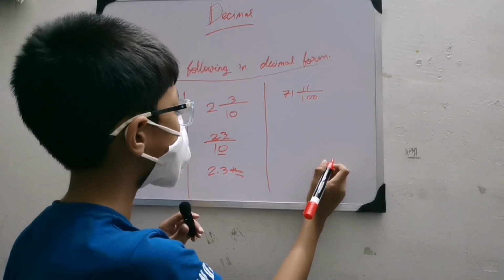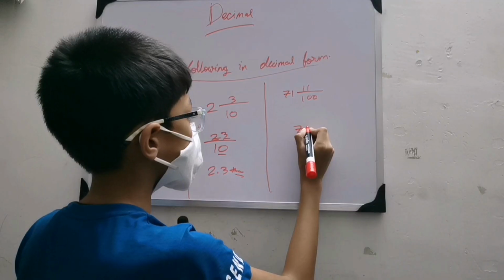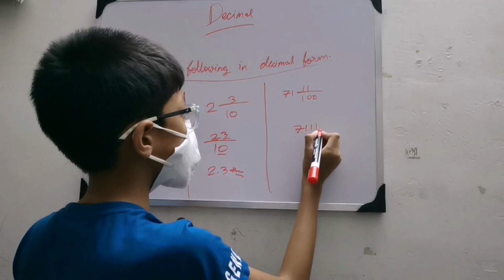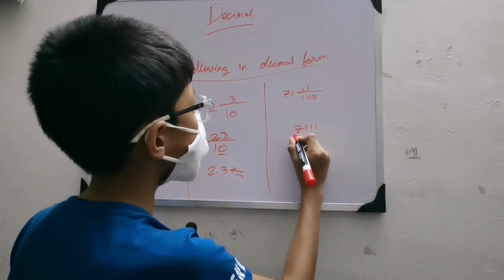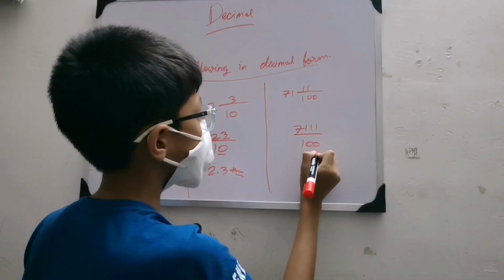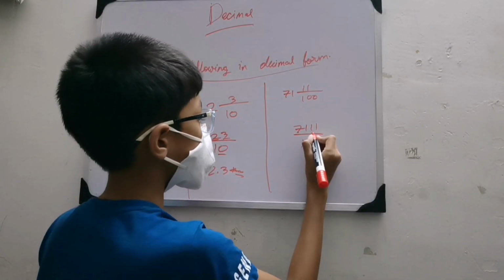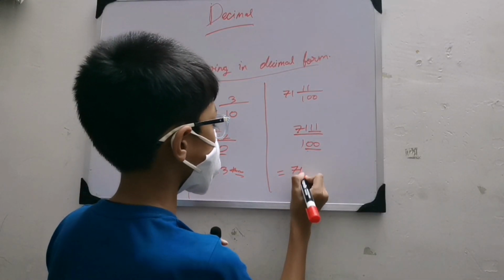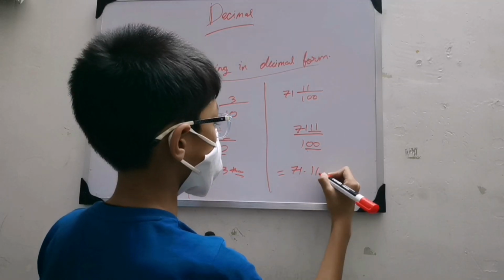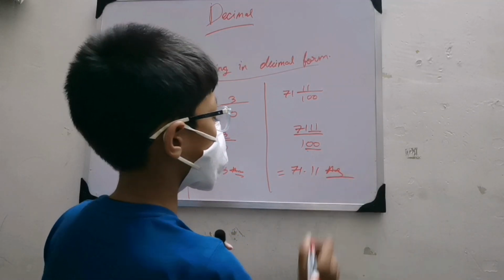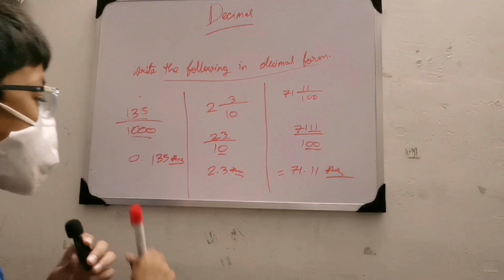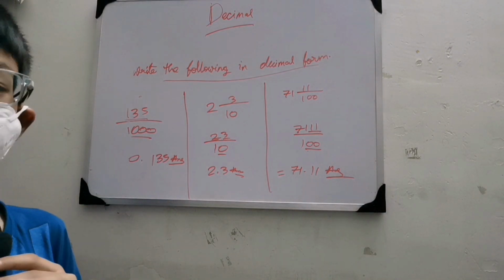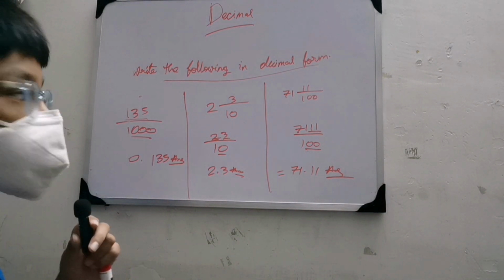So this will be something like this. 111, right? Wait. Okay. So 71.11. Our answer. I hope you guys understand these three. You can see it properly.